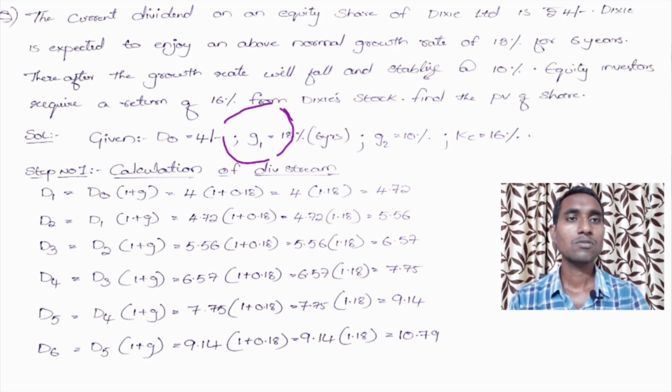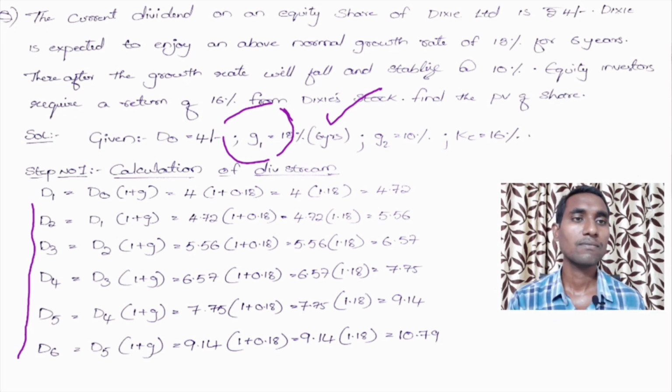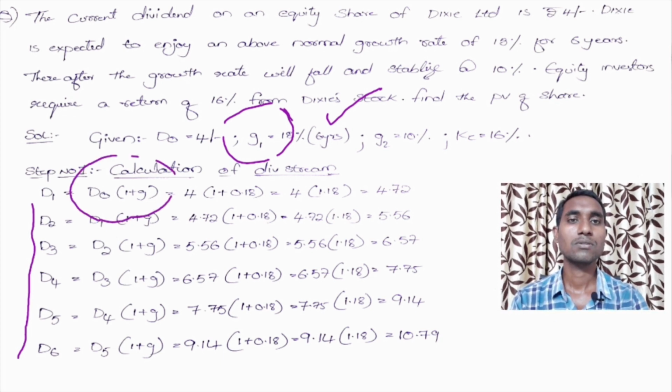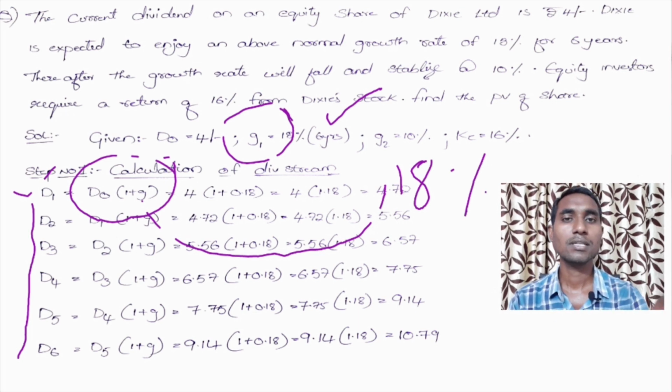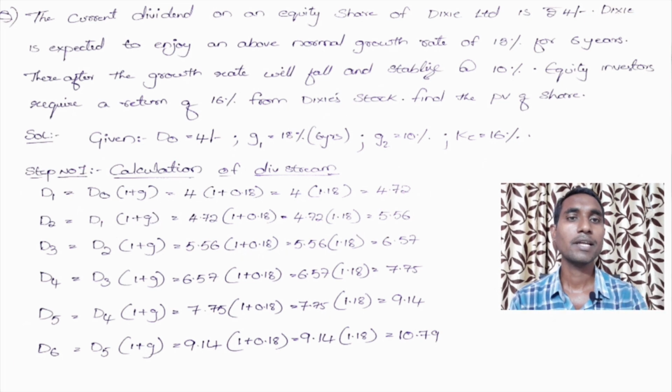In the supernormal growth period, the dividends grow at 18% for 6 years. So I have calculated the dividend stream for 6 years. We have a formula: in order to find the D1 dividend, you need to take D0 as base into 1 plus G. This growth rate is 18%, because during the 6 years the growth rate will be 18%. The dividends grow at 18%.